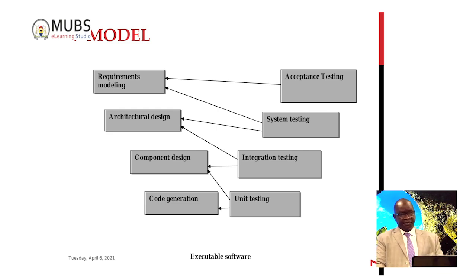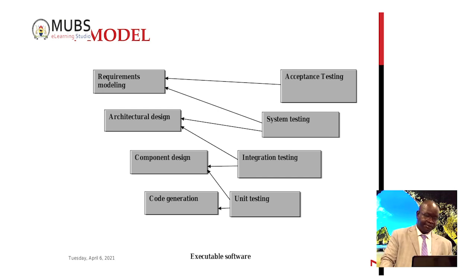So the next model or the next methodology is the V model. As I mentioned at the beginning, if you're a programmer or you're an analyst, you may choose to work with the waterfall model. Or you may choose this one we're going to look at, the V model. Now, the V model has two arms.